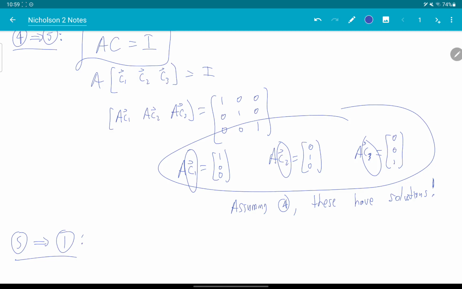5 implies 1 is a bit delicate, a bit tricky, so it's something I think you'd better off reading. So please have a look in the textbook if you're curious about that one.